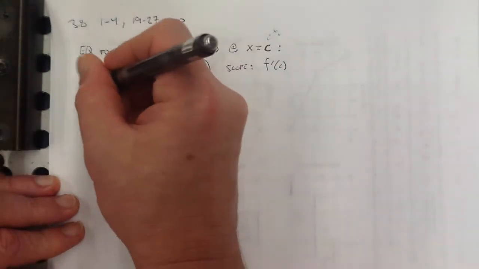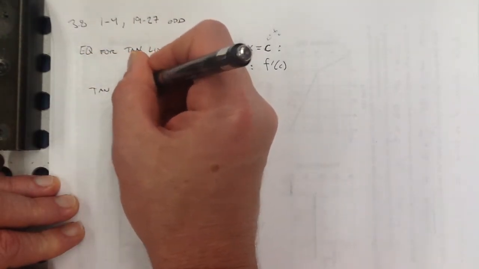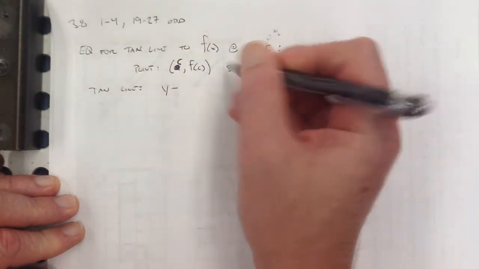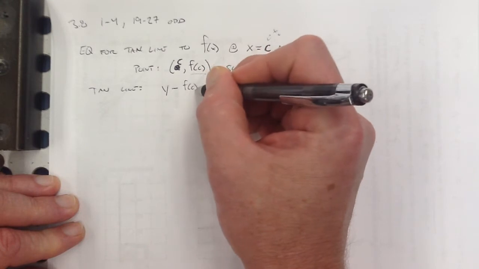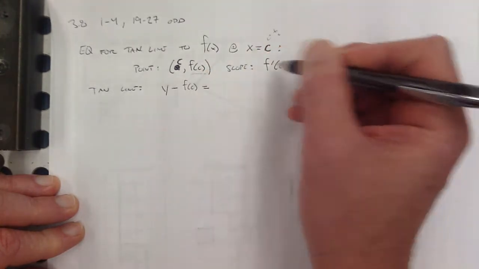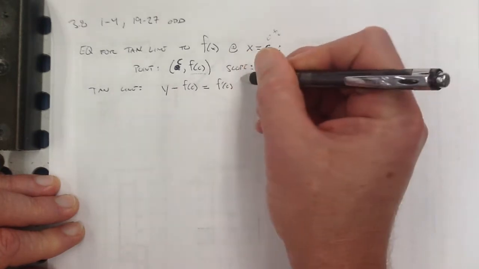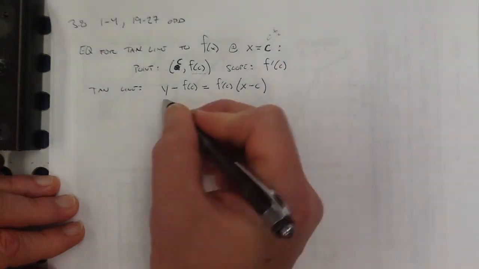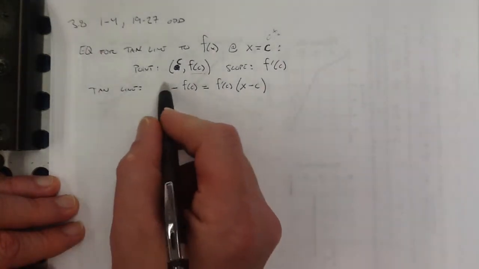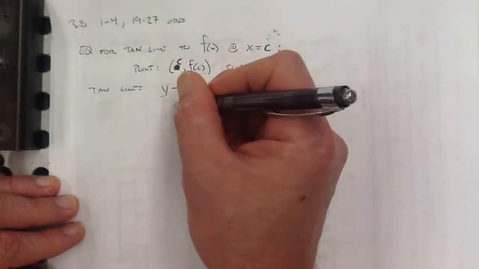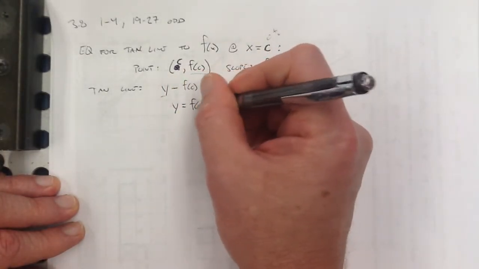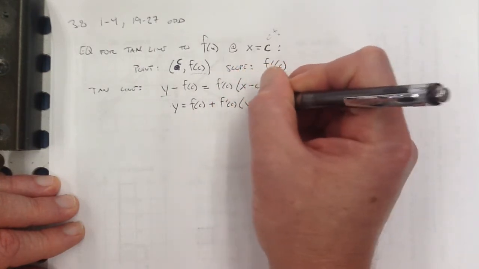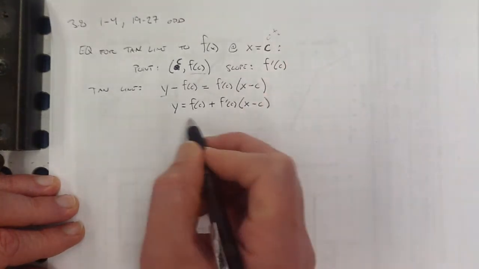So the tangent line equation is y minus y sub 1 equals the slope times x minus x sub 1. And since we're going to be actually using these tangent lines to find y values, you could write that as y equals f of c plus f prime of c times x minus c. This is just the equation for a line.